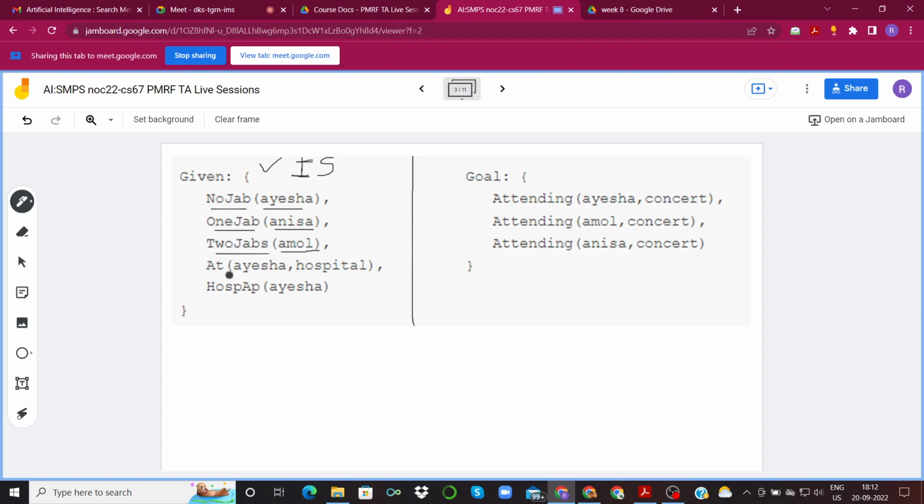And Aisha already is at the hospital. This is also one of the pieces of information that is given to us. And Aisha has a hospital appointment. This is also given to us. So these 1, 2, 3, 4, 5 are the things that are given to us. So this basically describes the state that we are in.